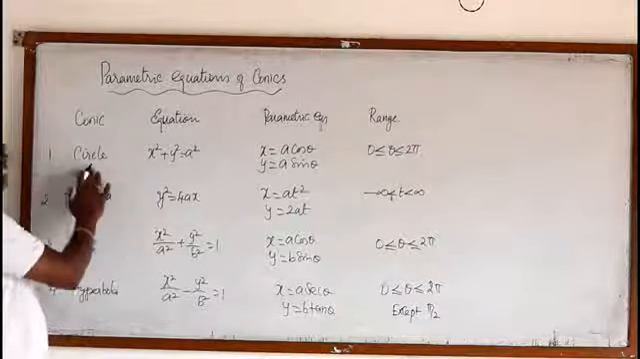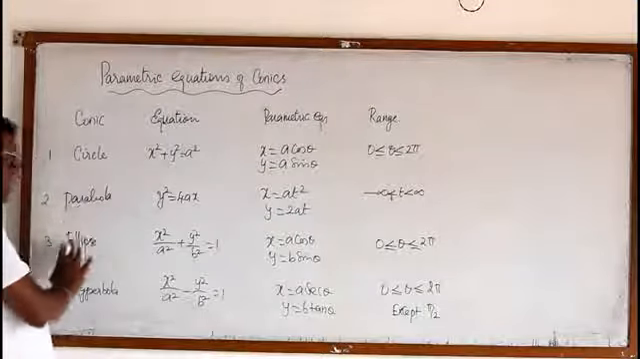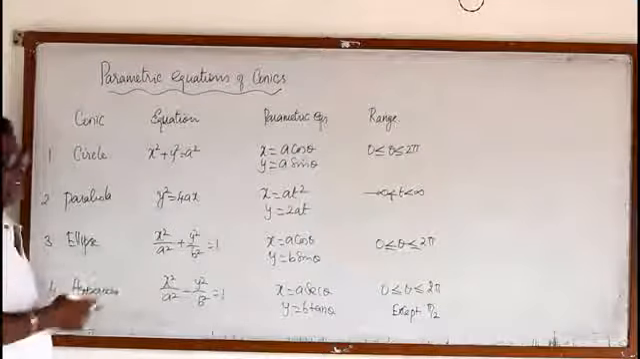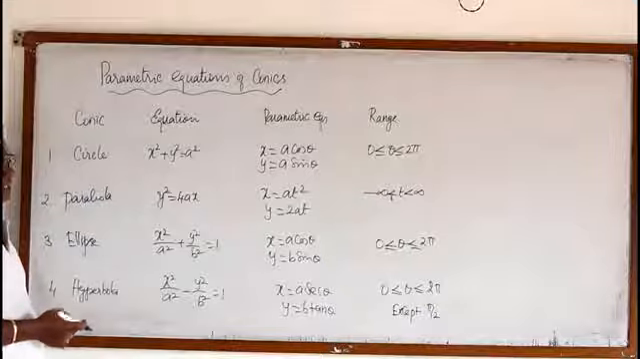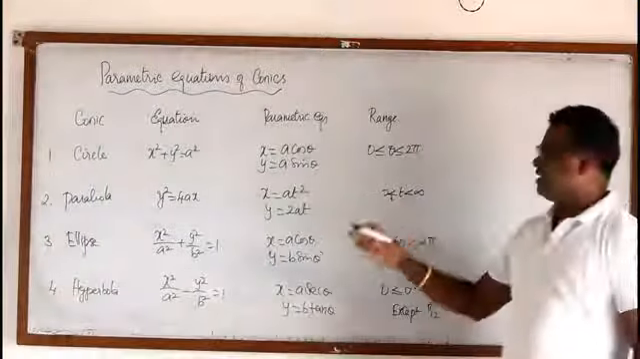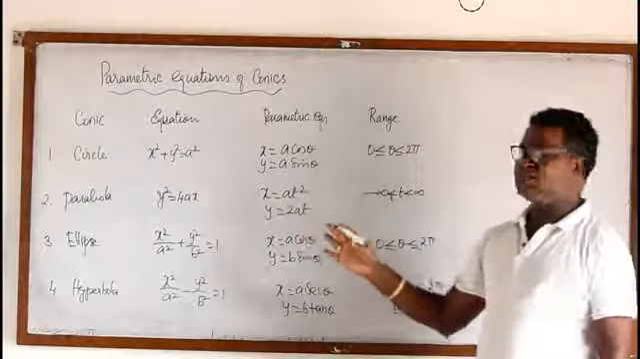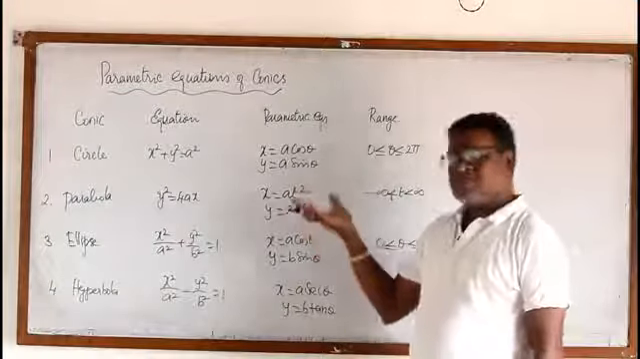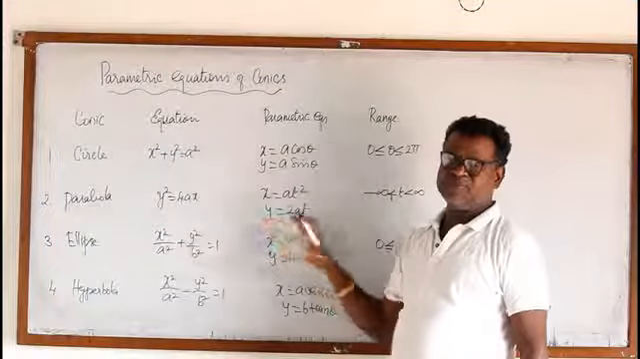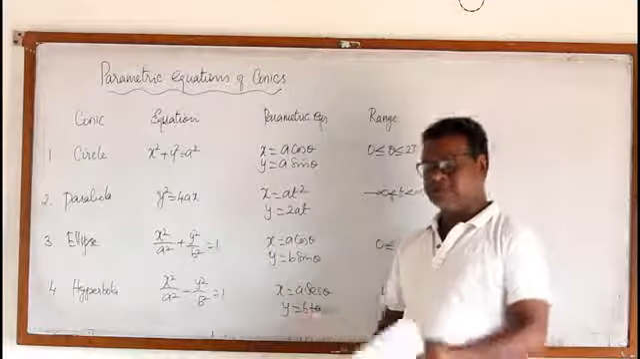So for the circle, a cos theta, a sin theta; parabola, a t square, 2at; ellipse, a cos theta, b sin theta; and for the hyperbola, a secant theta, comma b tan theta. These are called additional equations or polar equations or parametric equations or auxiliary equations. They will be helpful to do some more calculations where the standard equations cannot be used. So these equations should be used to make the problems simpler.